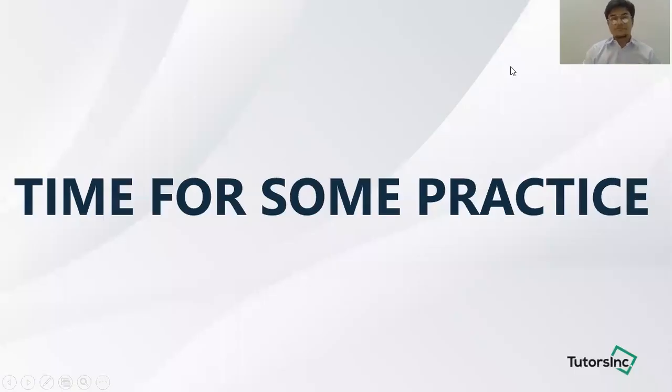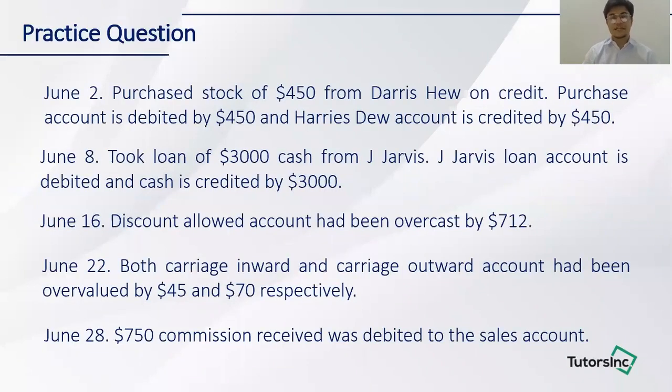Now that we know the difference between errors that have an impact on the trial balance and errors that do not have an impact on the trial balance, and that we know how to prepare the suspense account, it is time for us to test our understanding by solving a practice sum. So we have a few transactions here that we have to correct using journal entries and suspense account.